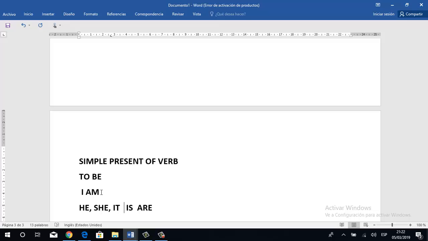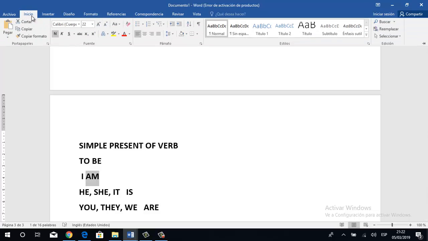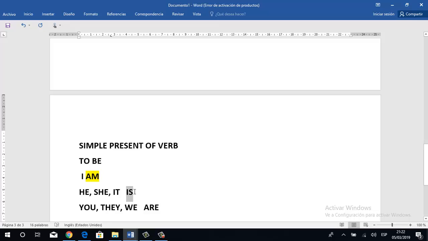for using is, and we say you, they, and we for using are. So it's very important to remember this, because what we're going to do now for the past is something very simple. That is the simple present.